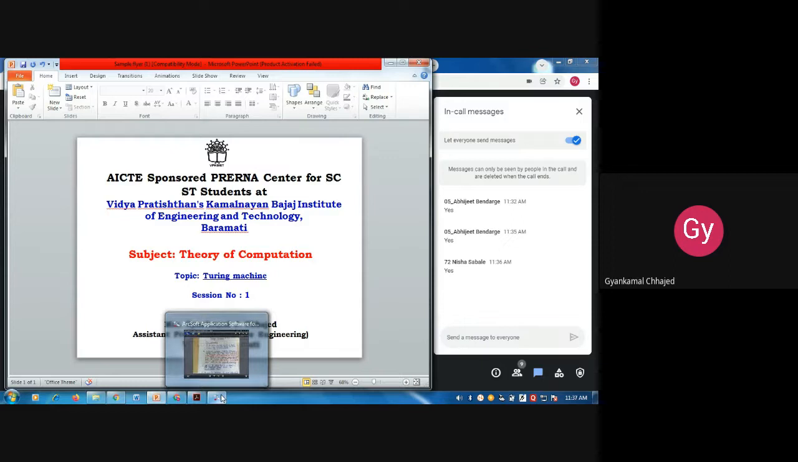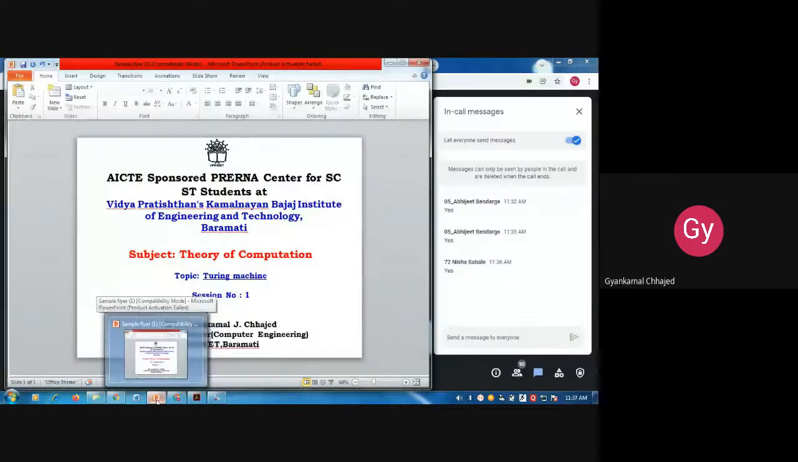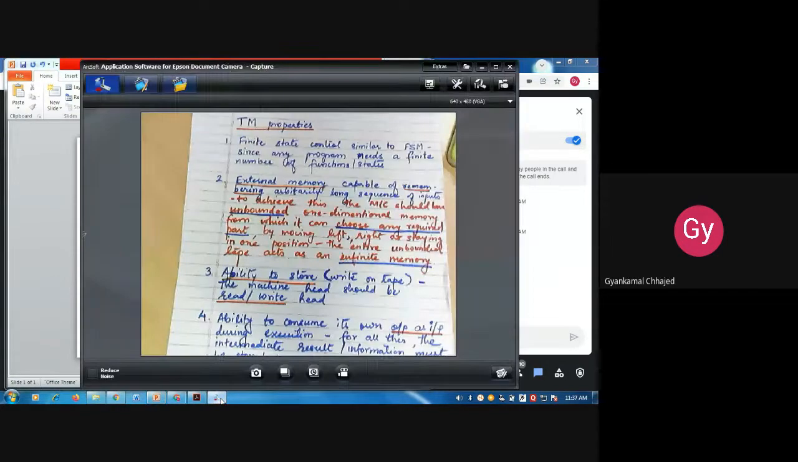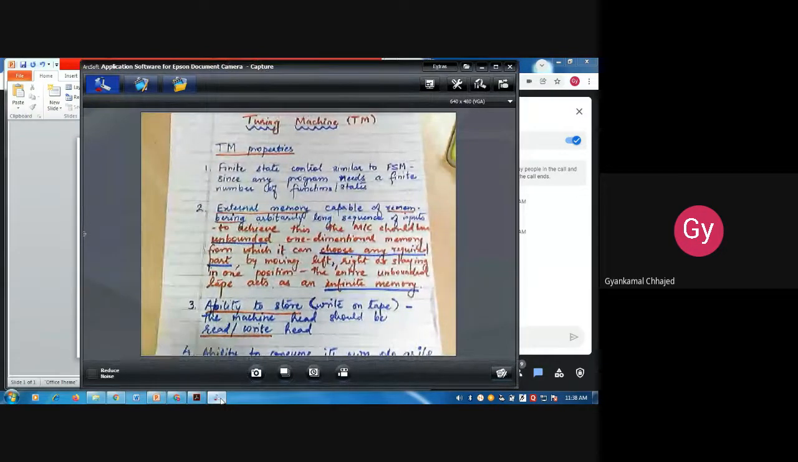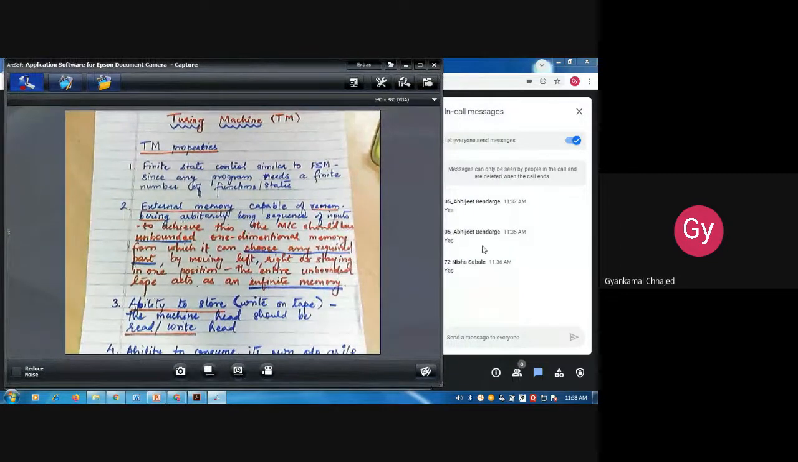So let us start. So here I'll be presenting my screen. Just let me know whether it is visible or not. Hello? Yeah. So we'll start with the Turing machine. So I hope my screen is visible to you. Yes.